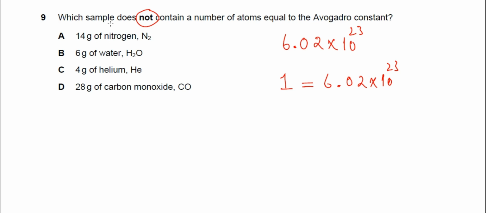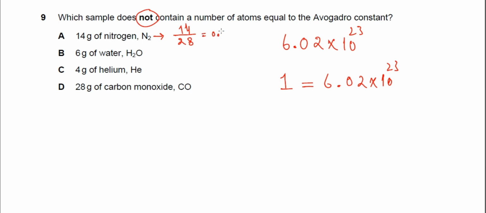So which sample does not contain a number of atoms equal to Avogadro's constant? Remember nitrogen. So what are we going to do? We have to find out the moles. We are going to find out the moles of this. 14 grams means 14 divided by the molecular mass of nitrogen, which is 28.